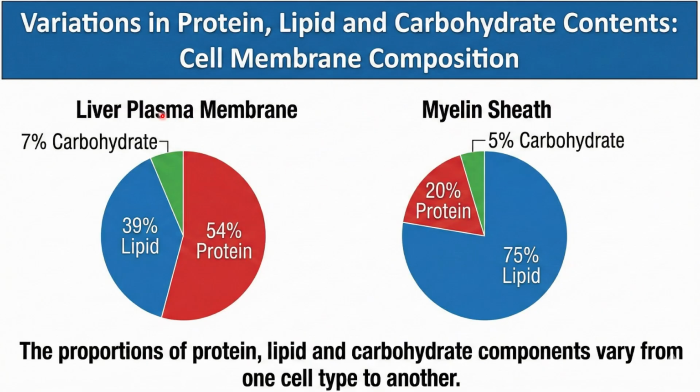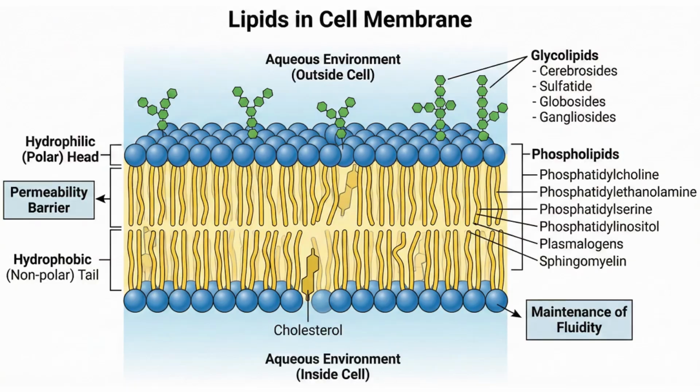Then the cell membranes in different cells have different compositions of carbohydrates, proteins, and lipids. For example, the plasma membrane of liver cells has the highest percentage of proteins, 54%, and the least amount of carbohydrates, 7%. Whereas the myelin sheath cell membrane contains 75% lipids and 5% carbohydrates. That is, the proportions of lipids, proteins, and carbohydrates vary from one cell type to another.